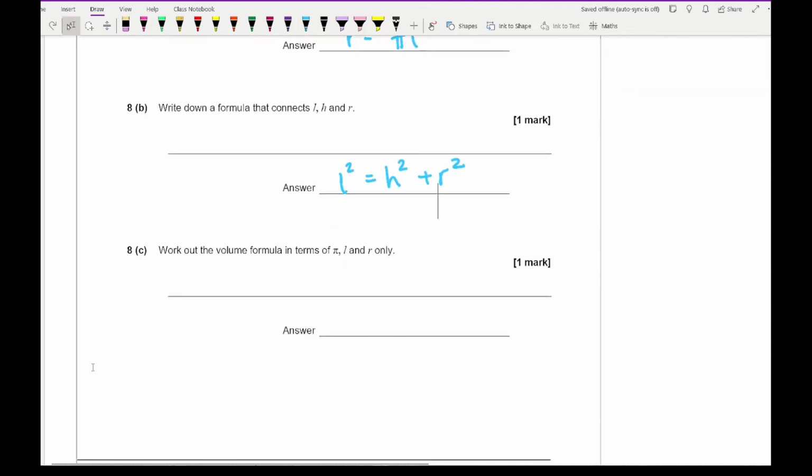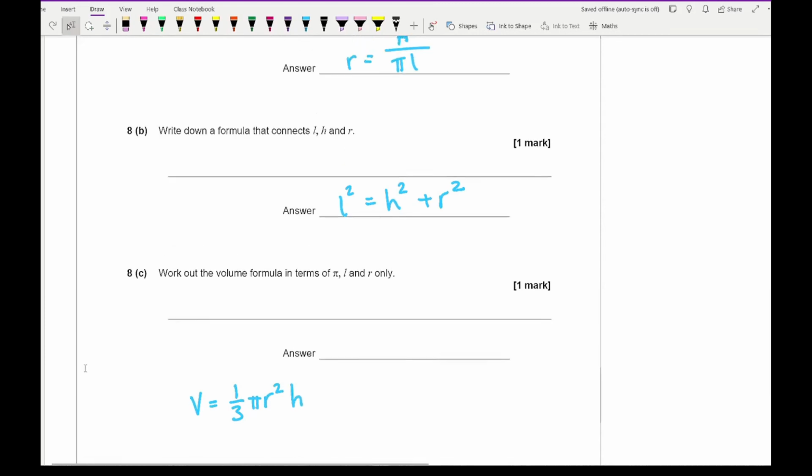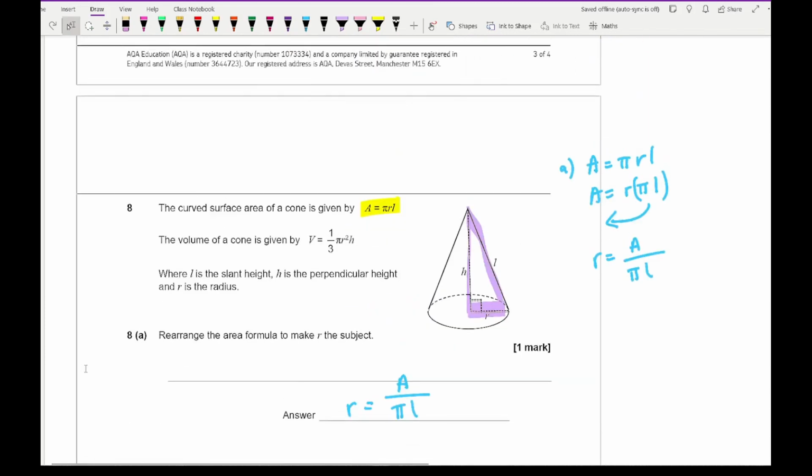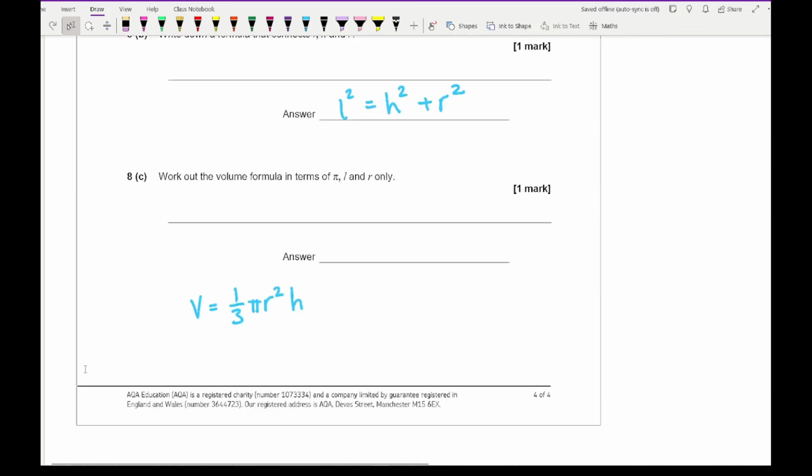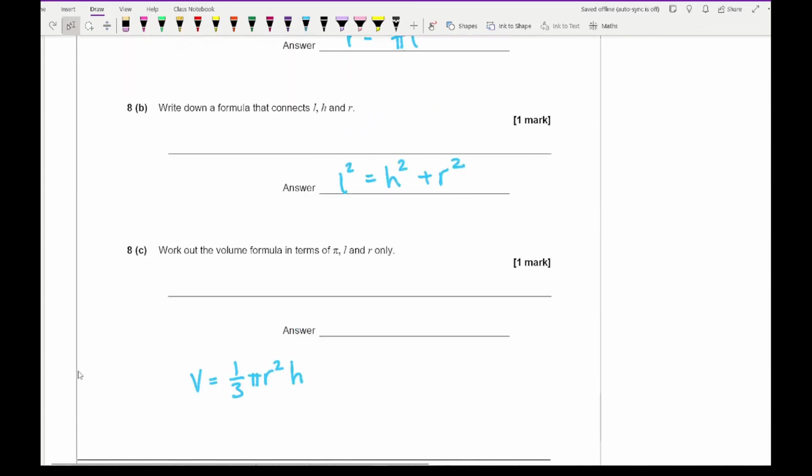Then moving on to our last one, which is 8c, it says work out the volume formula in terms of pi, L and r only. Now in terms of what the formula looks like, it looks like V equals a third pi r squared h, and I'm sure there's an L in there. There isn't, no. So what we need to do is introduce an L but get rid of this h.